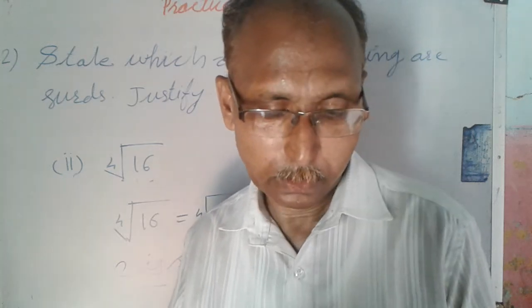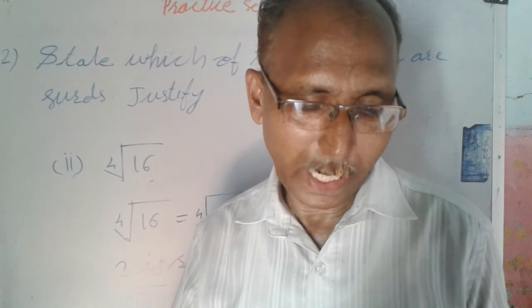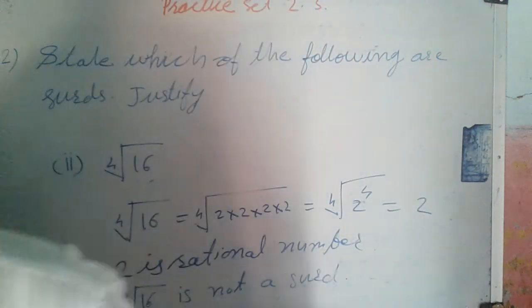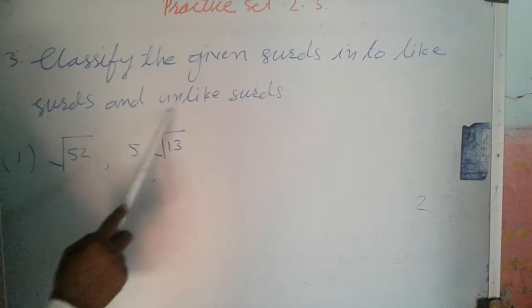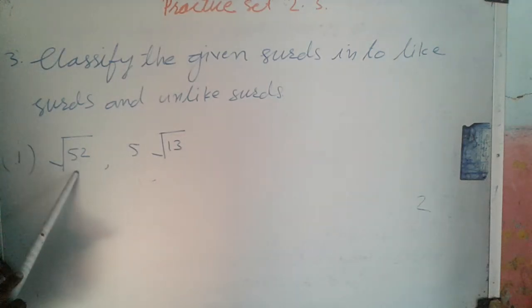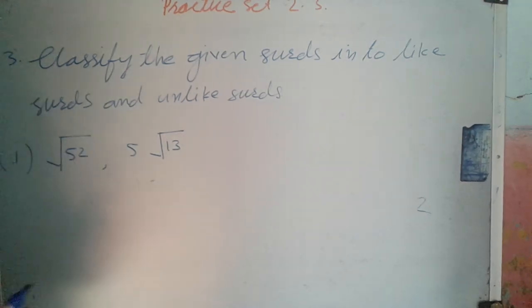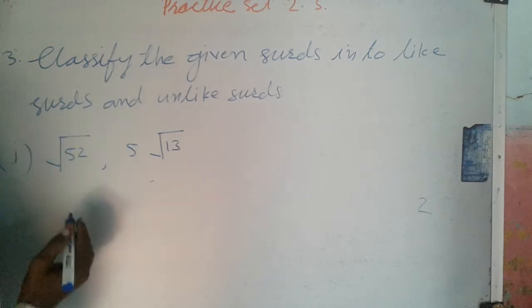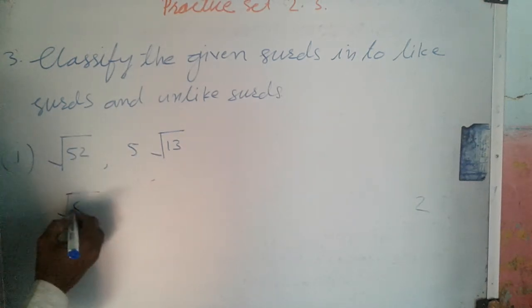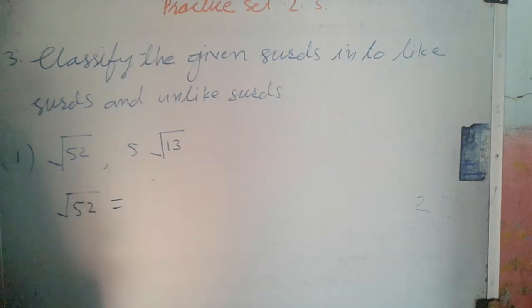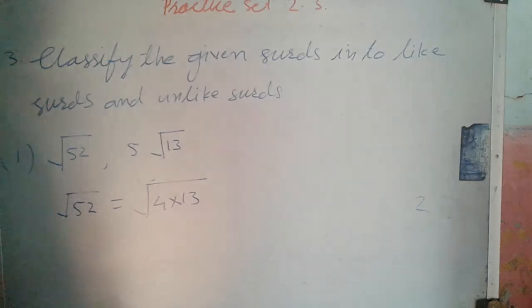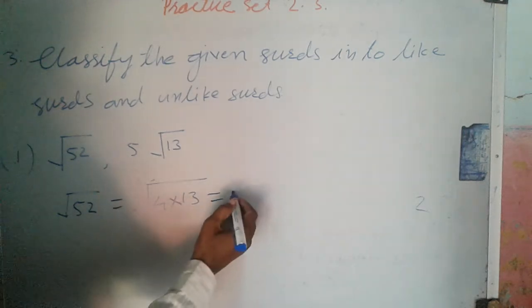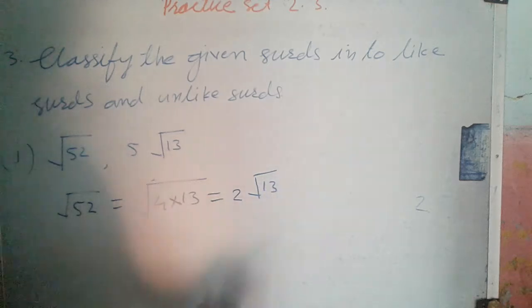Now we will take the third question. Classify the given pair of surds into like surds and unlike surds. These two surds are given: root 52 and 5 root 13. First we will simplify, then we will determine. Now here root 52, we can simplify this surd. Factors of 52 are 4 into 13. And 4 is a perfect square and square root of 4 is 2, so 2 root 13.